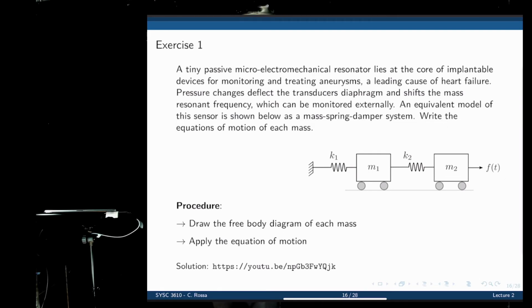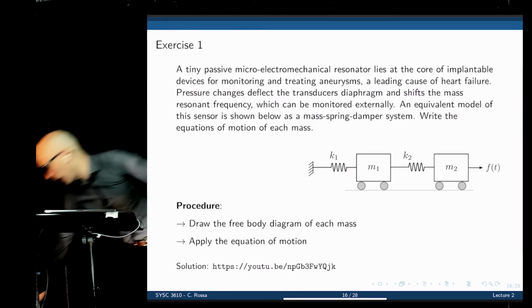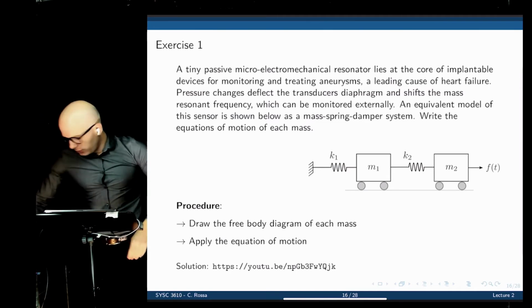What should we do first? Draw the free body diagram. Very good. First things first, replace all these elements that connect the masses with their respective forces. That is, create the free body diagram. So let's do that.